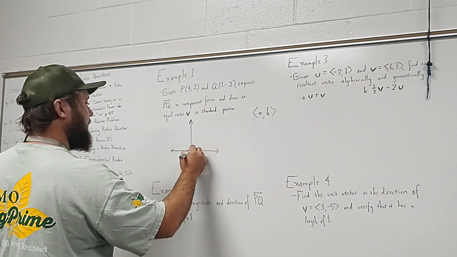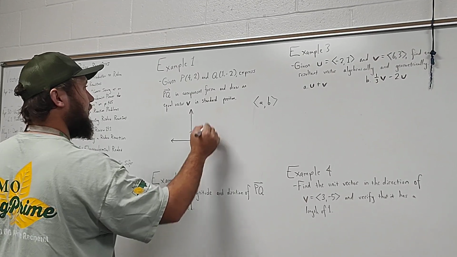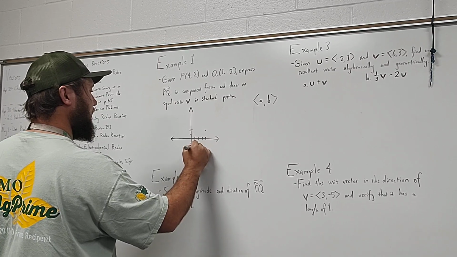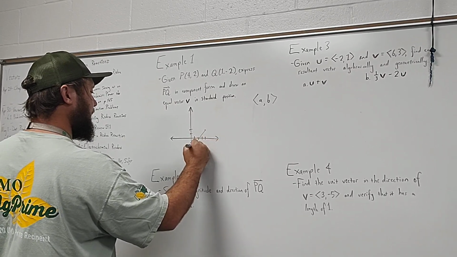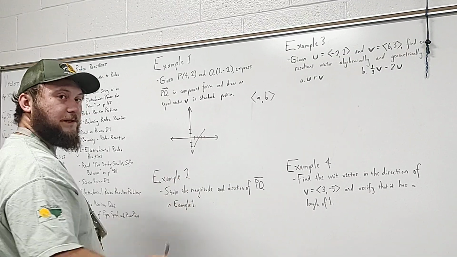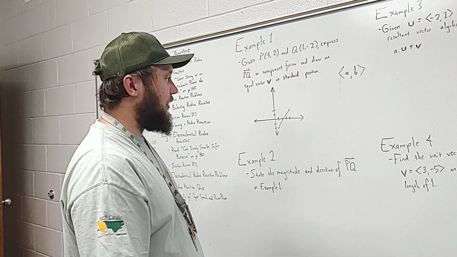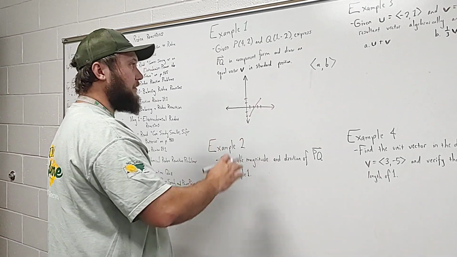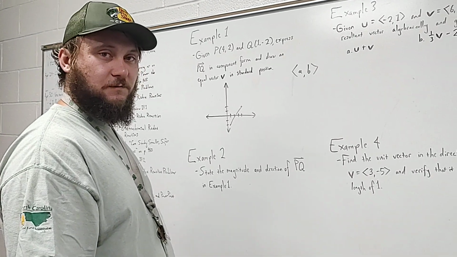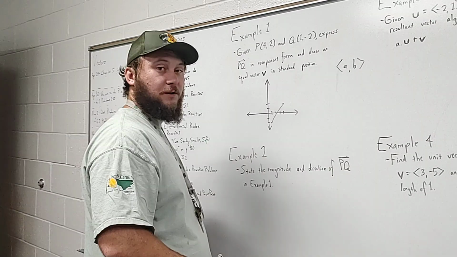So we have 2 points, 4, 2, and then 1, negative 2. We draw a line in between them. And these components tell us how the coordinates changed in going from this point to this point. So what we're going to do is subtract the x values from one another, subtract the y values from one another, and that's going to give us our components.